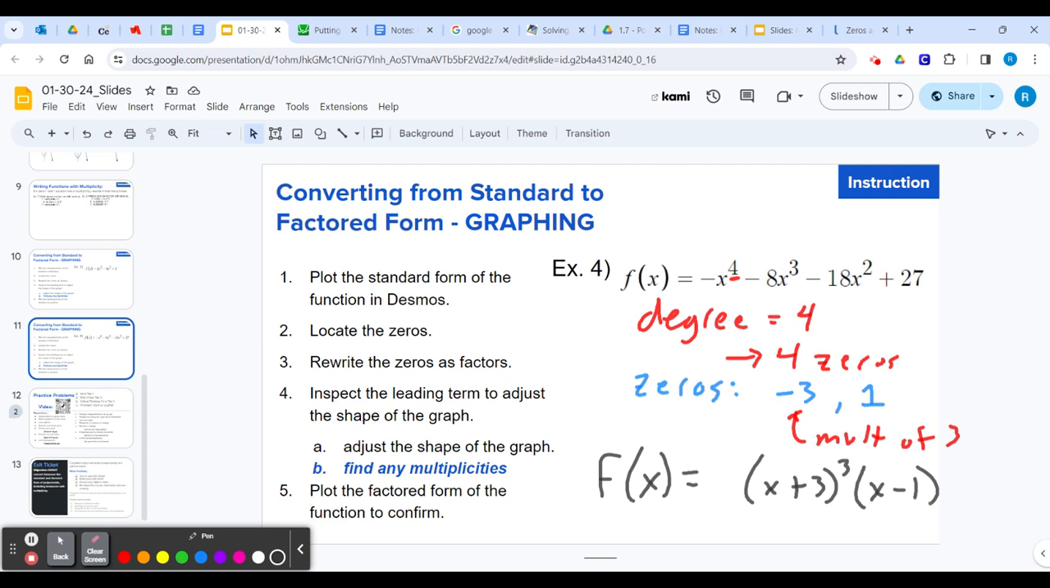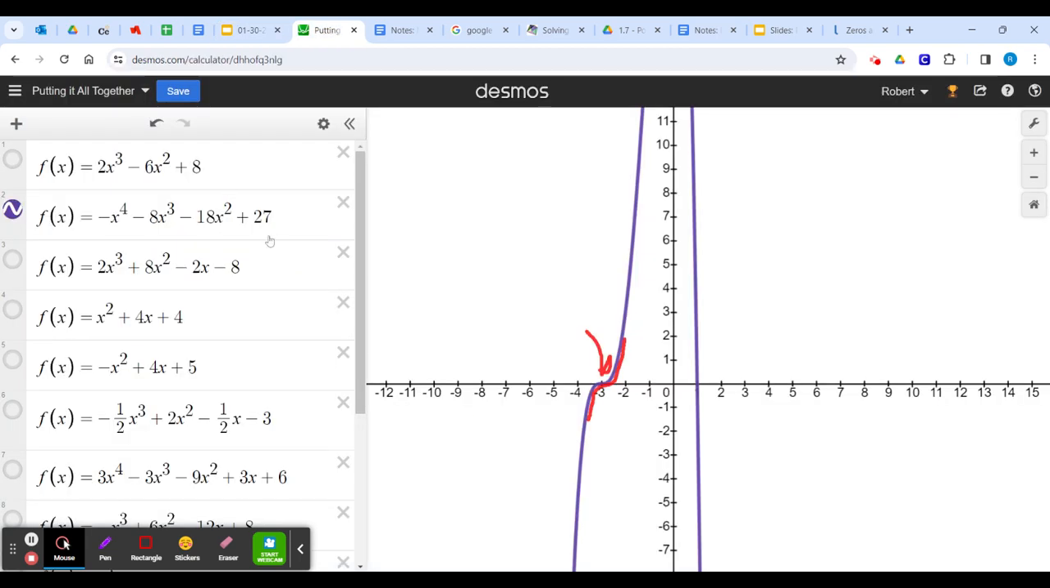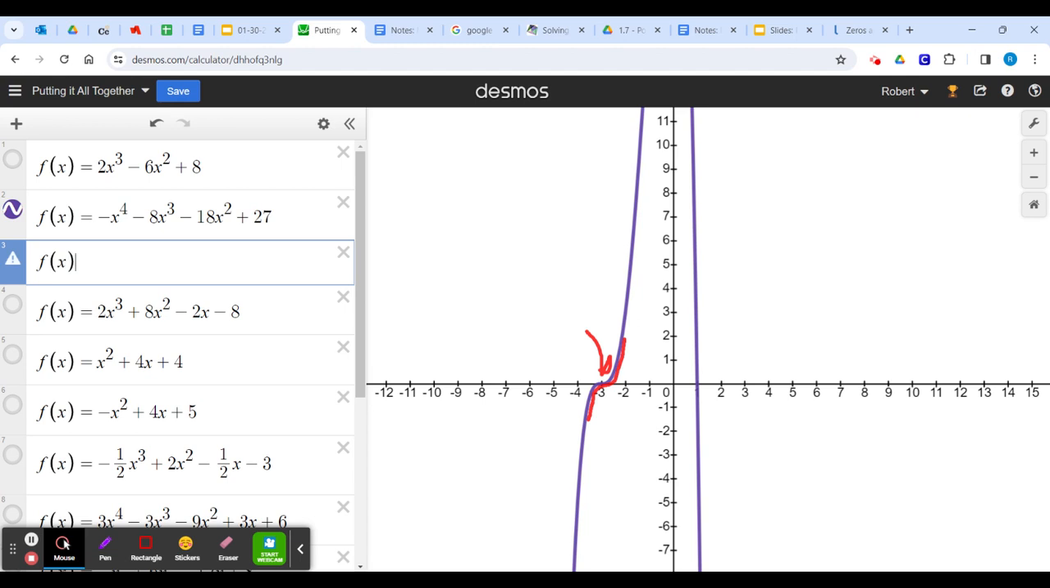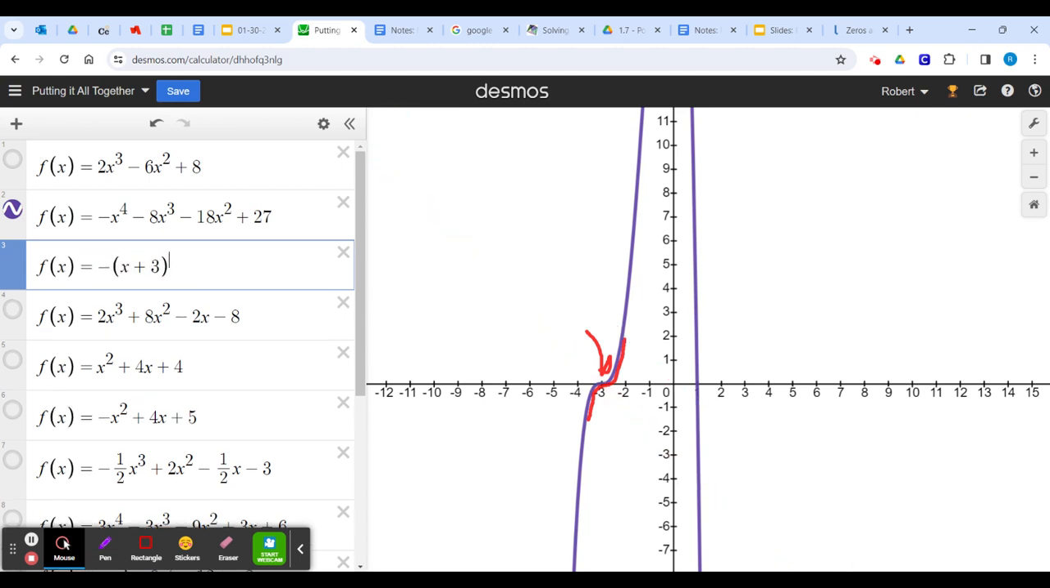And the final thing we should account for here is we have this negative sign out in front of our equation, right? So we want to make sure that that goes in front of our equation as well in factored form. So I'm going to go back and just test this graph real quick. Add an expression, we type in f of x equals that negative, here's x plus 3 to the third power times x minus 1. And if we look, I'll clear out my scratch work here. Nice, that does seem to match between the red and the blue, so we are good to go.